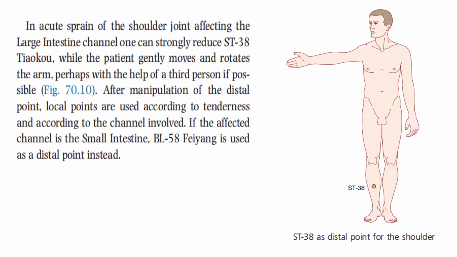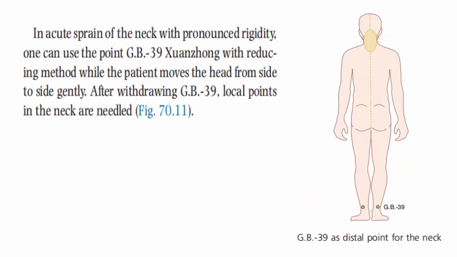If the affected channel is the small intestine, use bladder 58. In acute sprain of the neck with pronounced rigidity, one can use the point GB39 with reducing method while the patient moves the head from side to side gently. After withdrawing GB39, local points in the neck are needled.